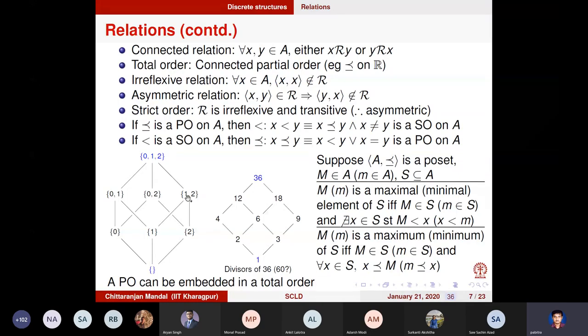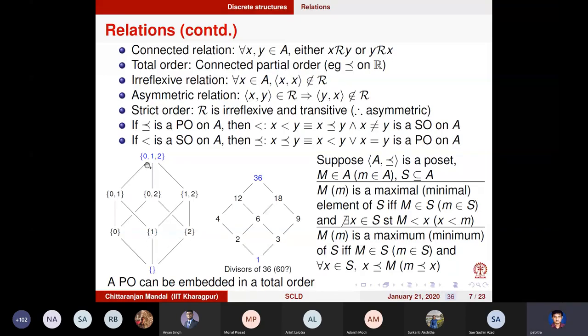Note that transitivity still holds. For example, {1} is contained in {0, 1}. {0, 1} is contained in {0, 1, 2}. Similarly, {1} is contained in {1, 2}, and {1, 2} is contained in {0, 1, 2}. So by transitivity, {1} is also contained in {0, 1, 2}.